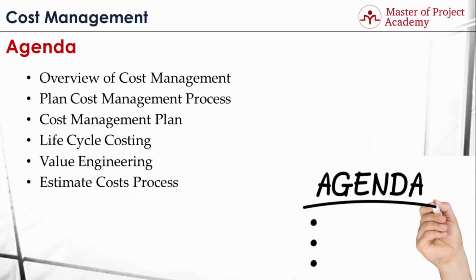Estimate costs process is the second process of cost management knowledge area. We'll go over this process in detail. Cost estimation for each project activity and tools, materials, and equipment are done in this process. And based on these estimations, overall project budget is estimated.